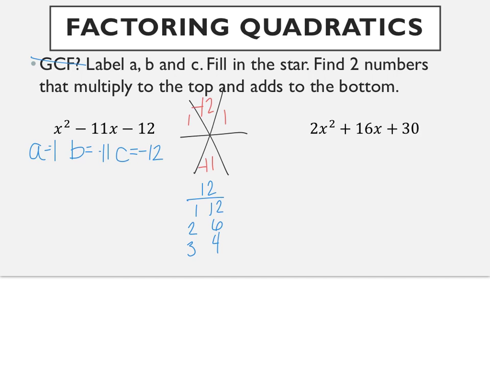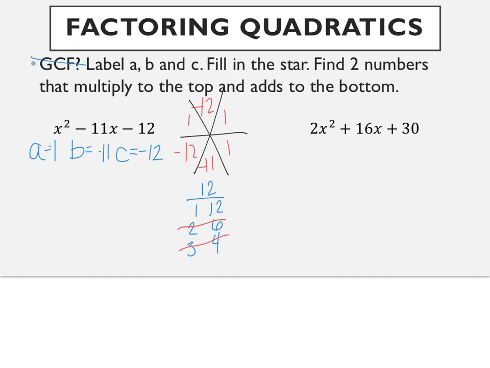So of these three sets of numbers, I just want to see which ones could actually add to 11. 1 and 12, I know if I was using negatives somewhere, I could get 11. 2 and 6, that's impossible to add to 11, and same with 3 and 4. So if I look at this, to multiply to negative 12, but add to negative 11, I need the bigger number to be negative. So if I do negative 12 times 1, that'll be negative 12 multiplied to negative 12, but add to negative 11.